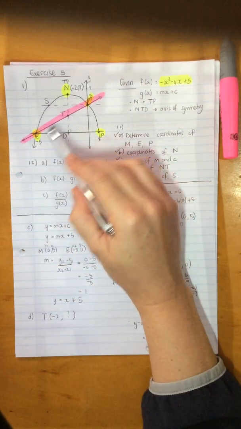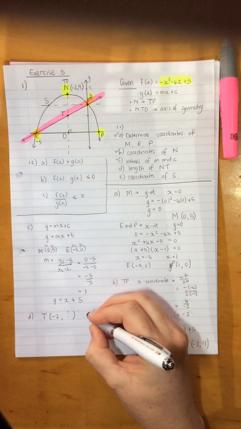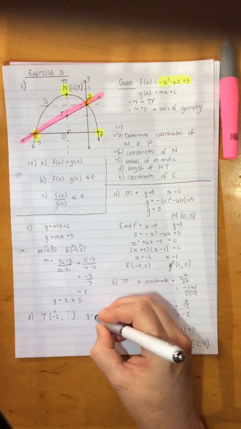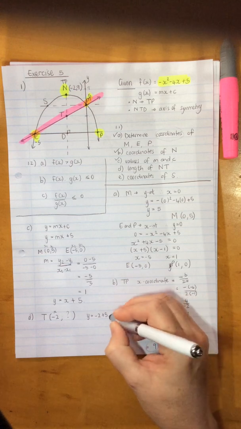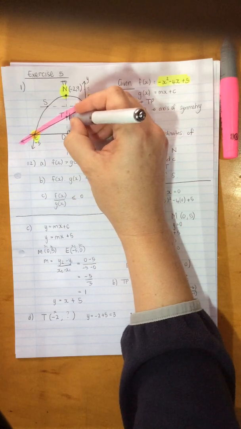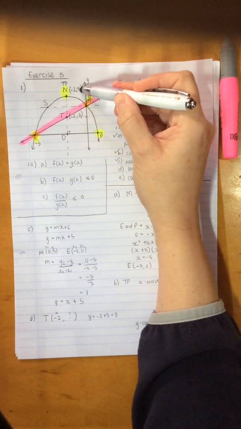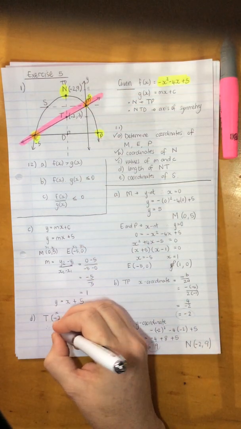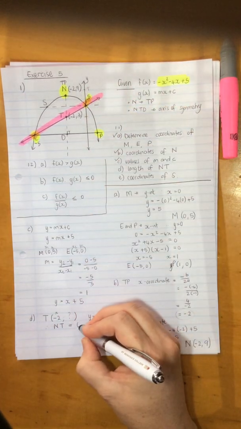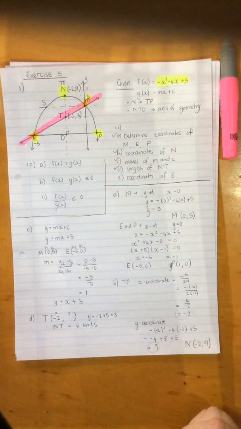Now T is a point on the straight line. I just worked out the equation of the straight line. So -2 is my x value. So y is -2 plus 5. So y works out to be 3. So my T is at -2 and 3. So from 3 to 9, that's the length of NT. Therefore, 9 minus 3 is 6 units. Right, and that's for question D.